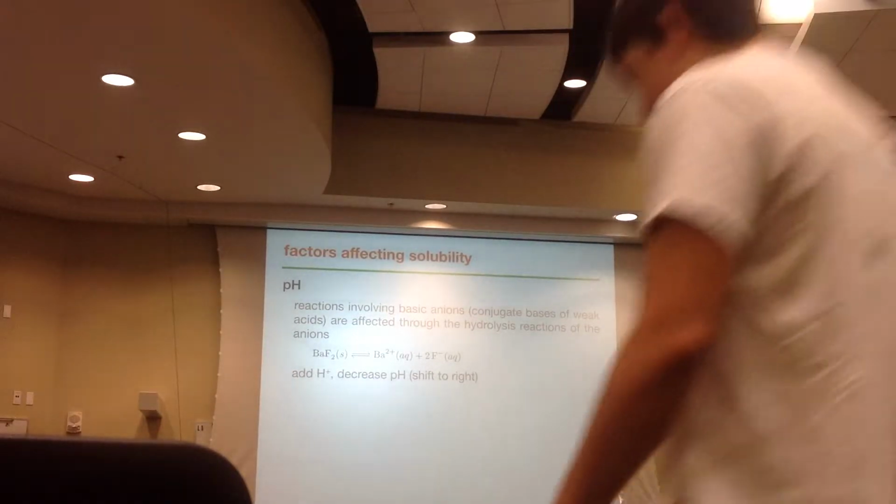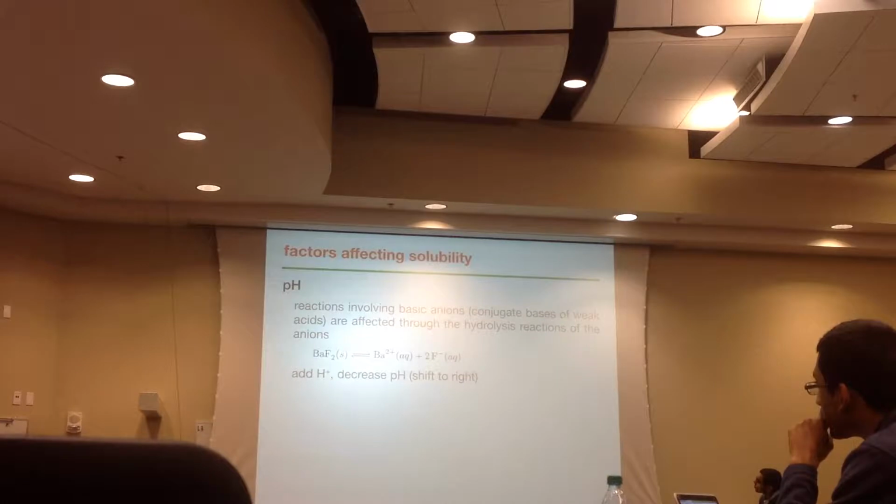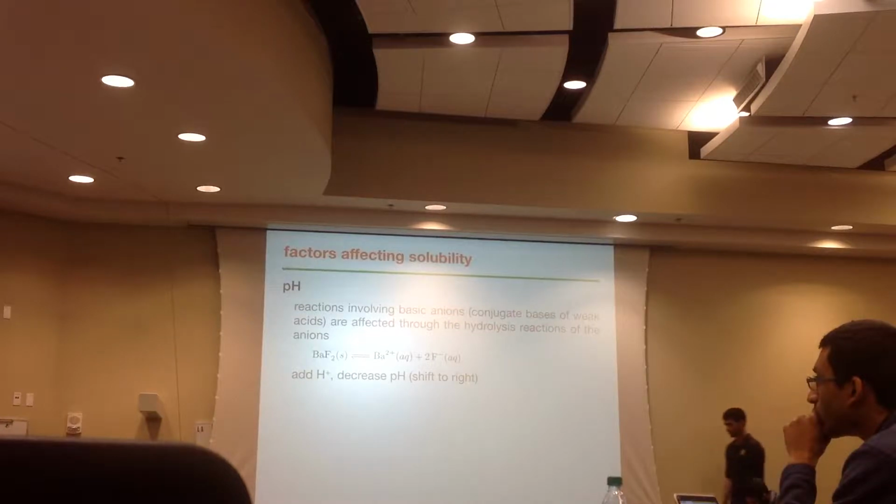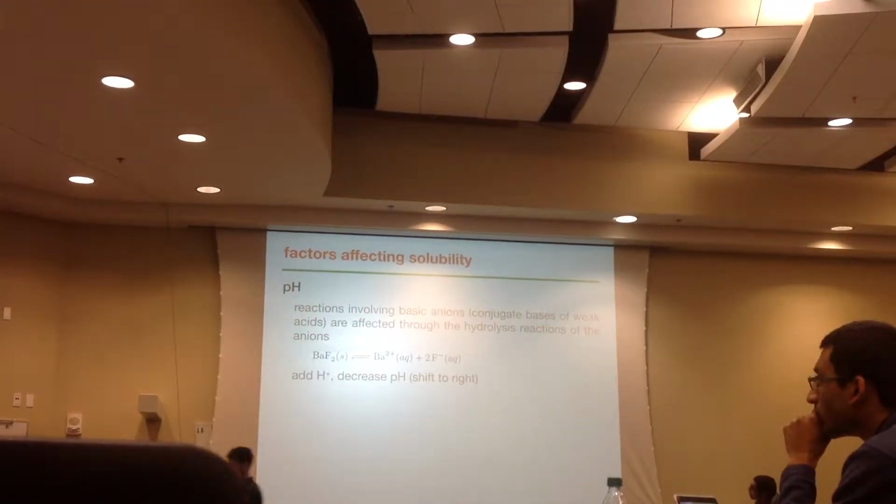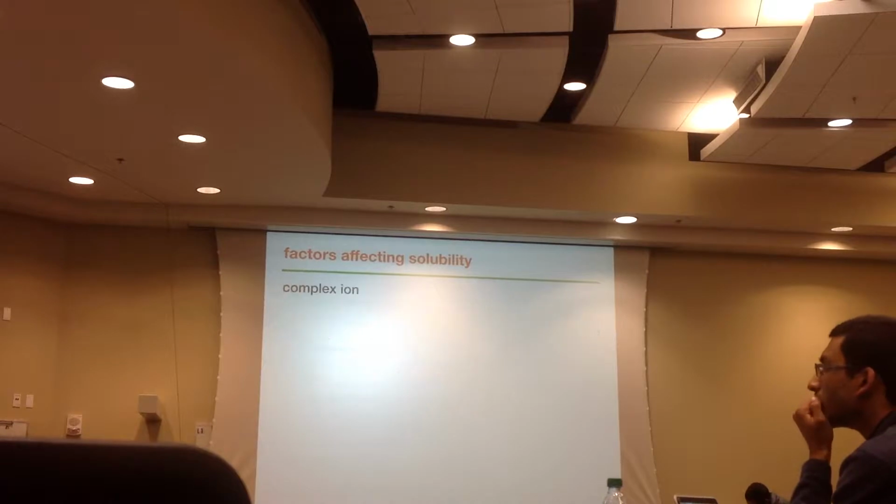All right? And I might ask you, what is the solubility of barium fluoride in a solution that has this pH? Well, pH tells you the concentration of hydronium. You then have to neutralize all that. Then you have to do an equilibrium step with fluoride. And then you do another equilibrium step with barium fluoride. All right? So, complex ion formation.